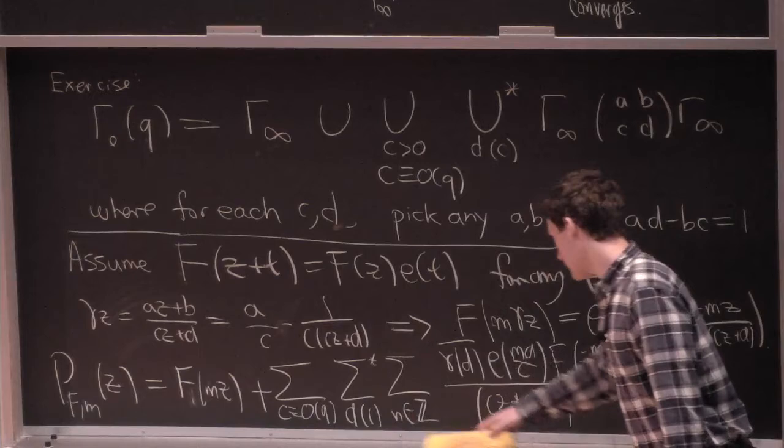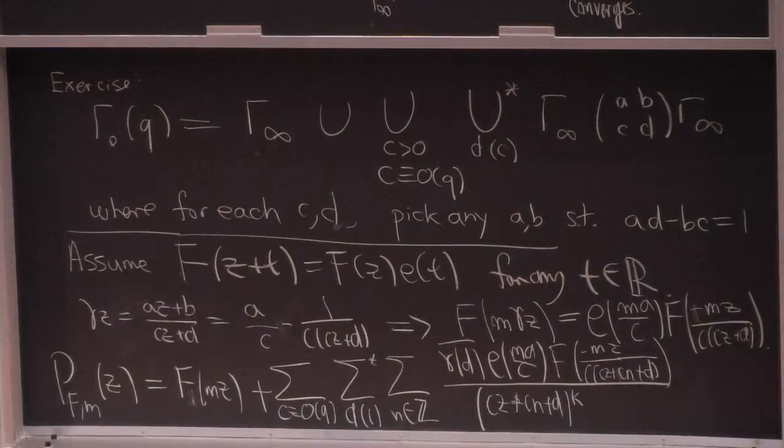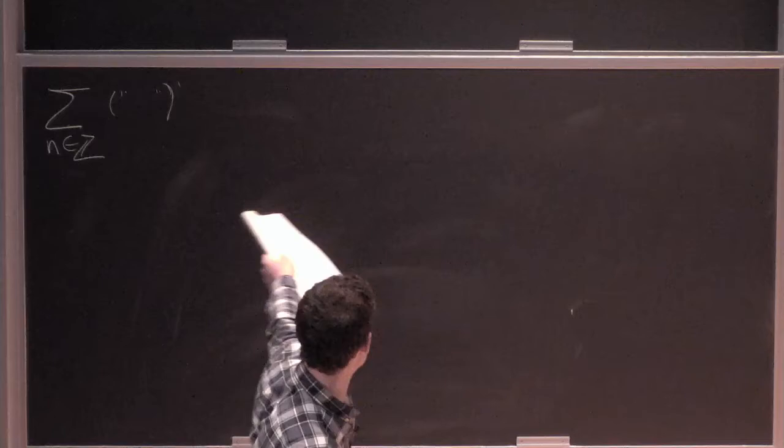Here I've got this sum over n, and this is something smooth. So this is just screaming out for Poisson summation. This interior sum over n from the previous blackboard, I want to pull out those two factors that have nothing to do with n. So maybe I'll actually write it, just recopying this from the previous blackboard.